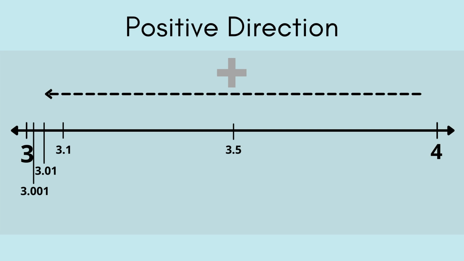So those numbers are still greater than 3, but we're getting really close to 3. That's essentially what we're going to be doing with this table. We're going to be using these values that are really close to 3 from the positive direction and plugging them into our function to see what those values are, to gain a sense of what our limit is approaching.